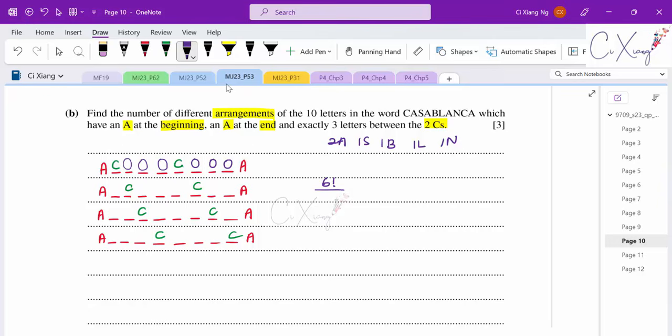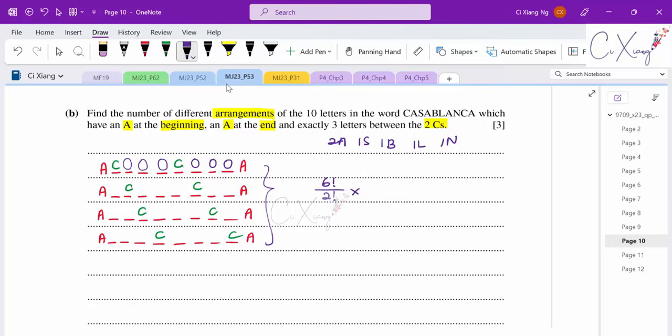Then from the 6 letters here, because I'm having 2 identical letter A, when I arrange them, therefore I have to divide by 2 factorial. Okay, so you arrange all the letters already, then now you need to consider all the different cases for the C, where you're having 3 letters between the C, and we already list out everything here. So that means on every single case you have to multiply.